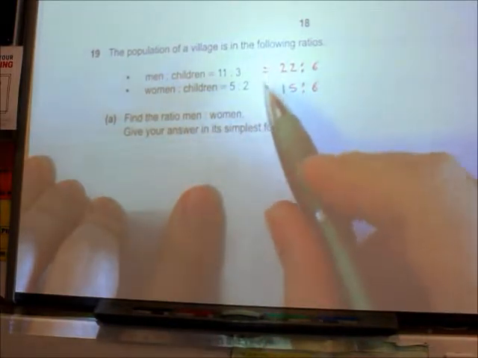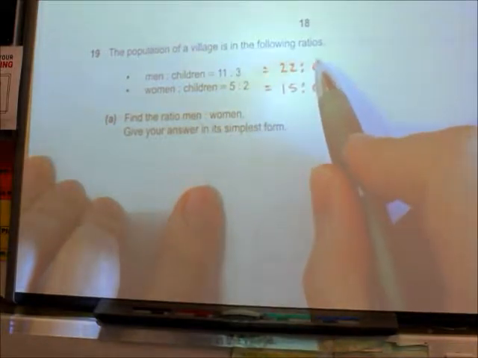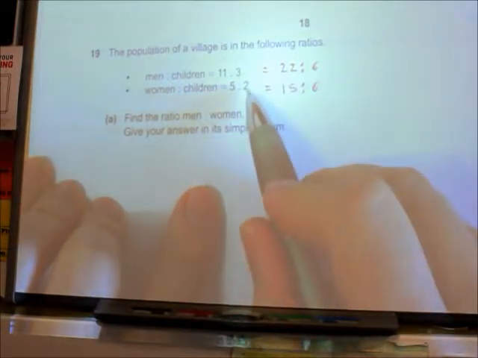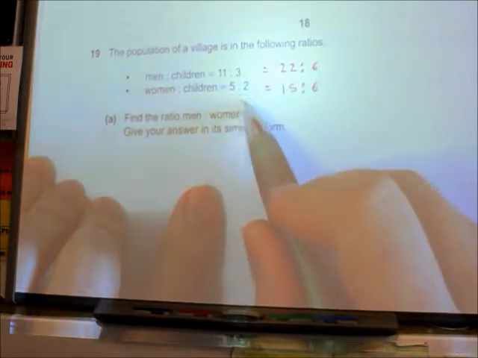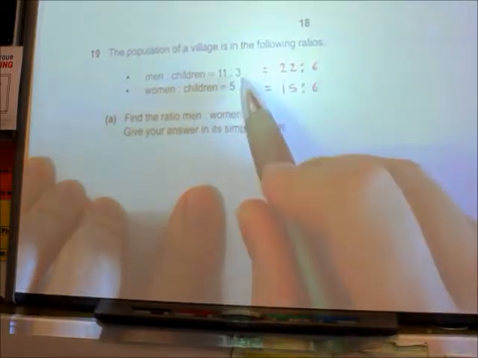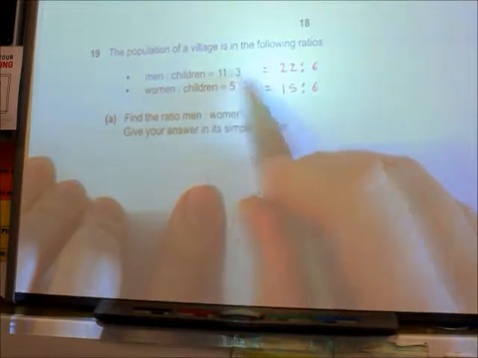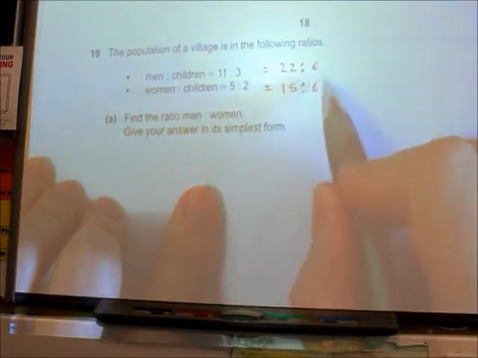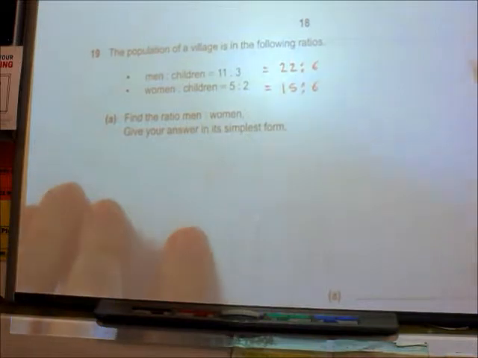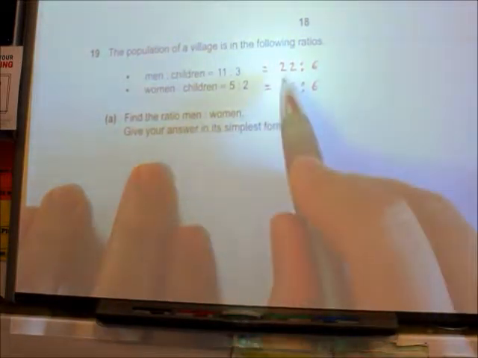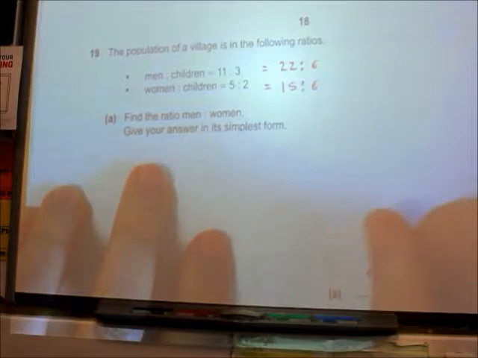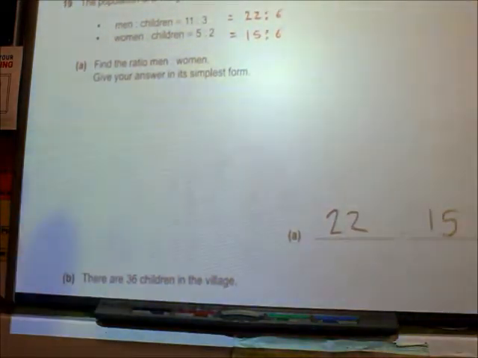So what I've done here, look, to go from 3 to 6, you double it, times it by 2, so times that by 2. And this one you times by 3, so you multiply this by 3. So these ratios here, look, 11 to 3 equals 22 to 6. It's the same ratio as you had to start with, but the ratio of the children is 6, so we can start comparing them. So the ratio of men to women will be 22 to 15. And the important part there is getting the children to be the same, so 6.